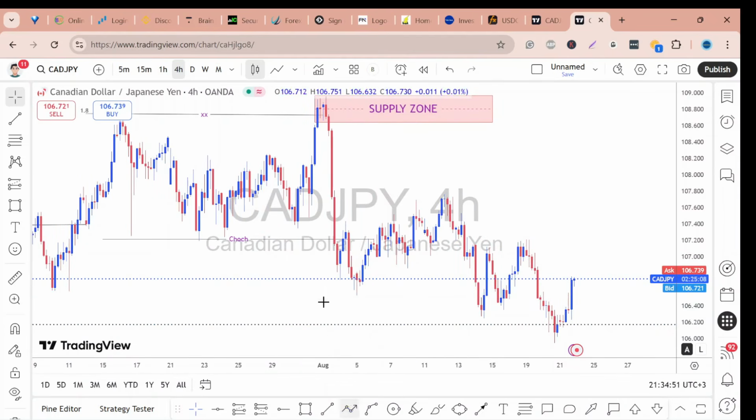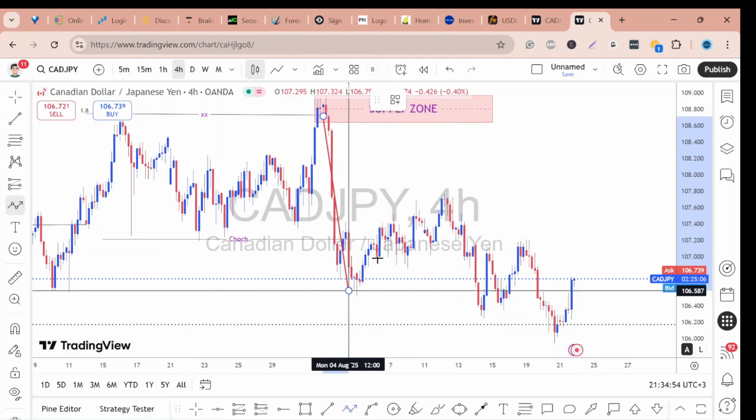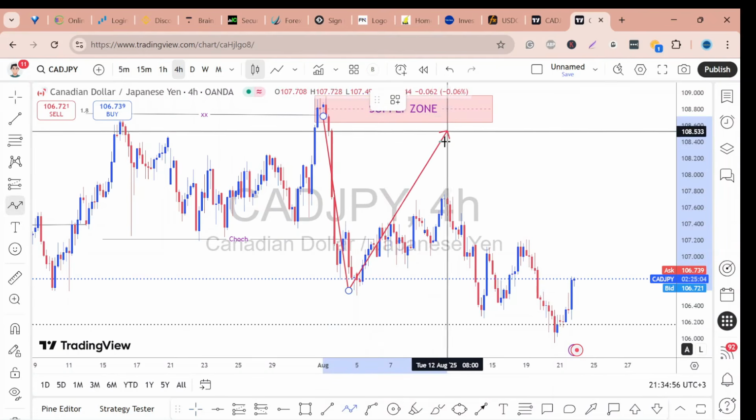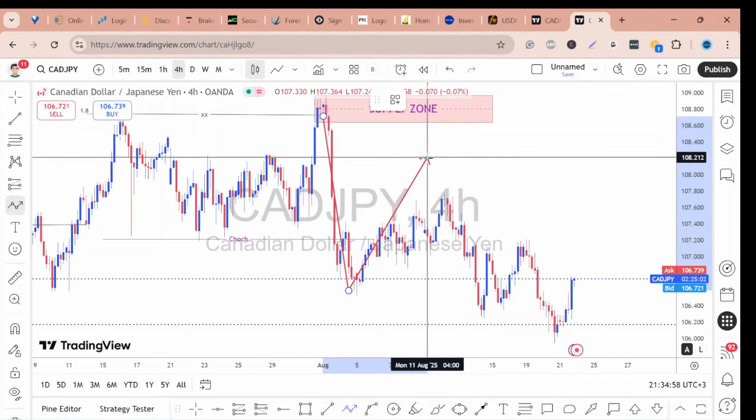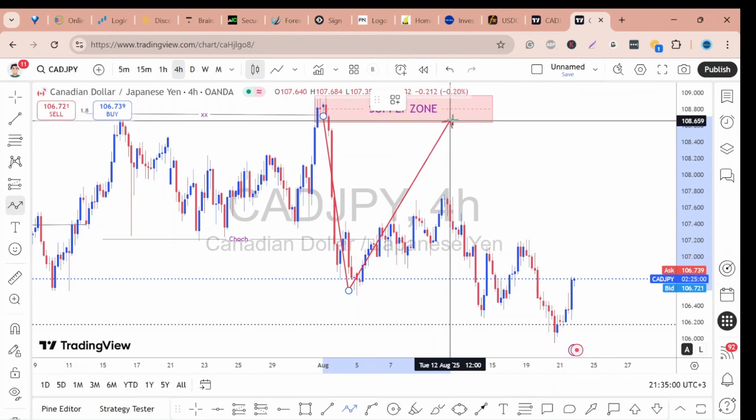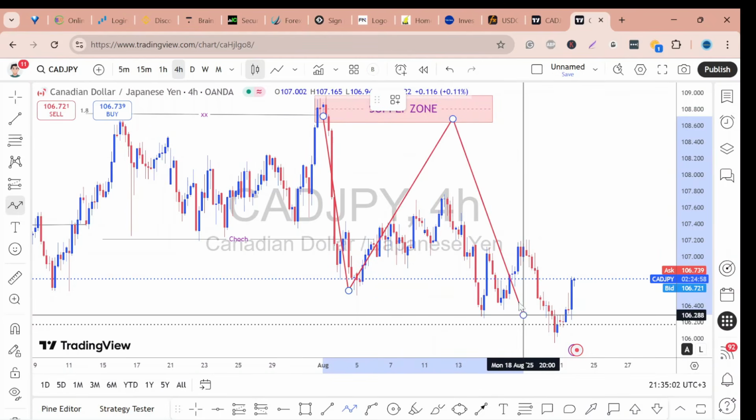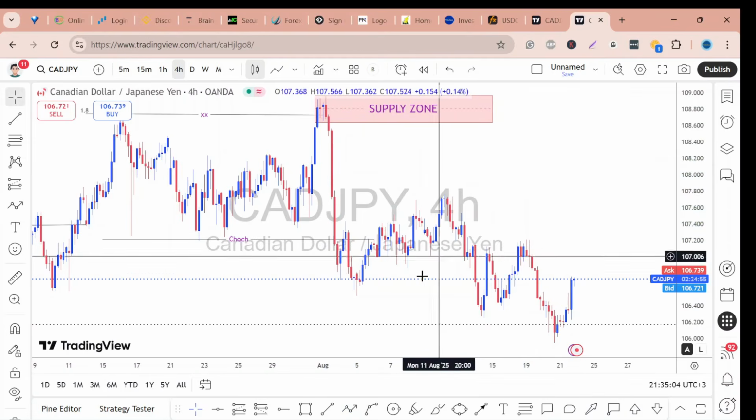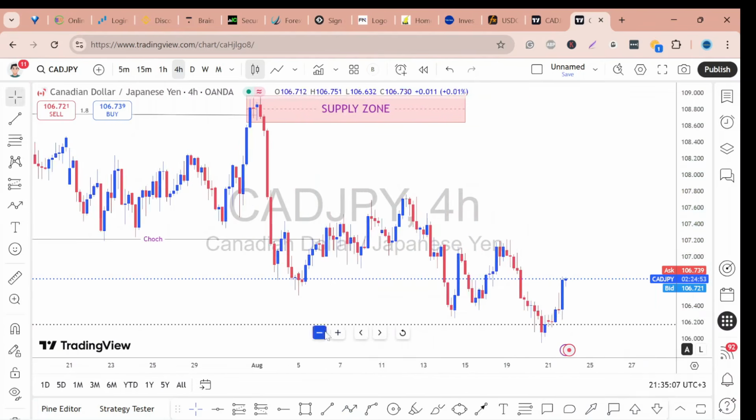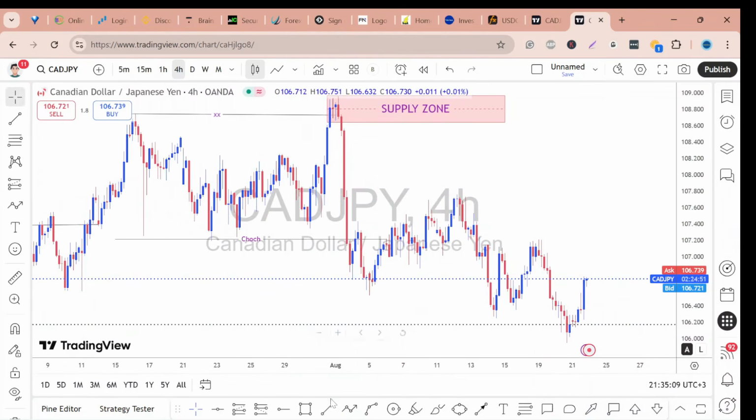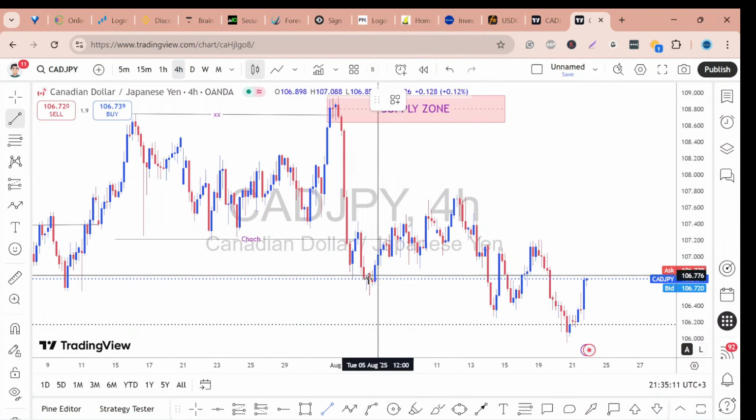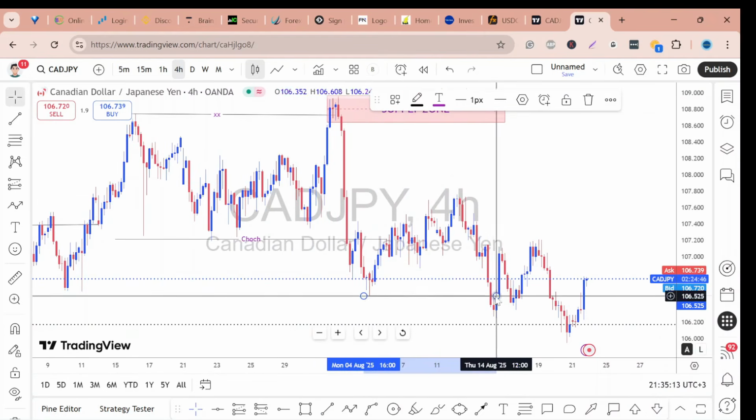Remember, I had already said that once we broke this, I was looking for a retracement back to this, at least the 61.8 or 50, or even to the extreme order block, so that we can jump into sales. But this did not happen. The market actually continued with a series of lower highs, more break of structure to the downside.